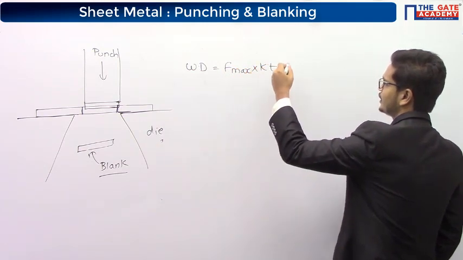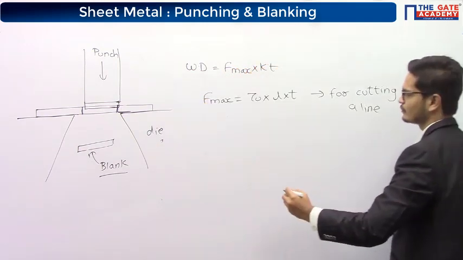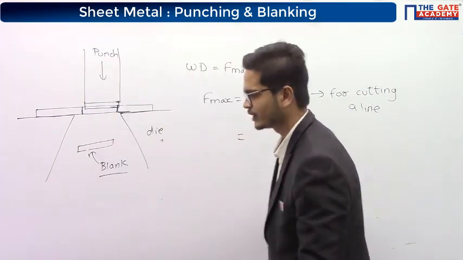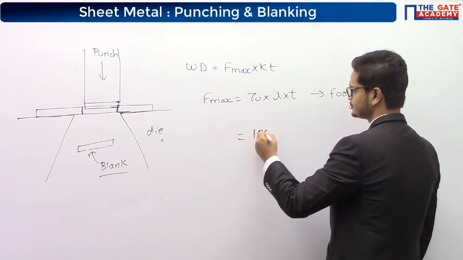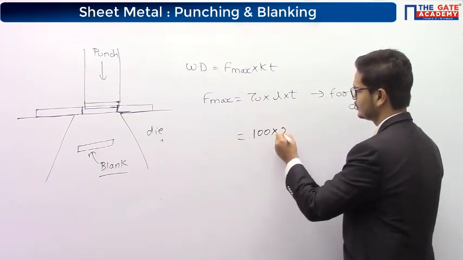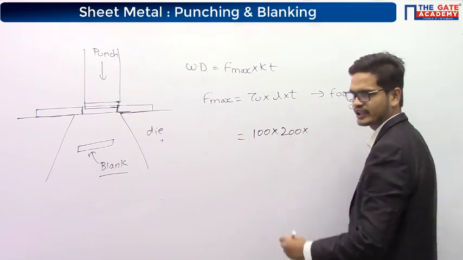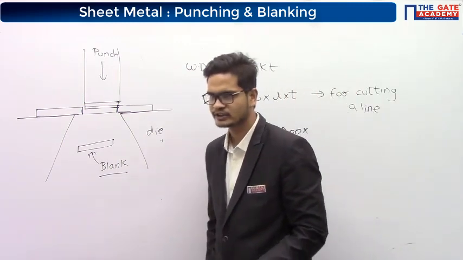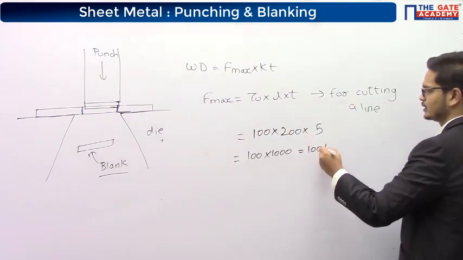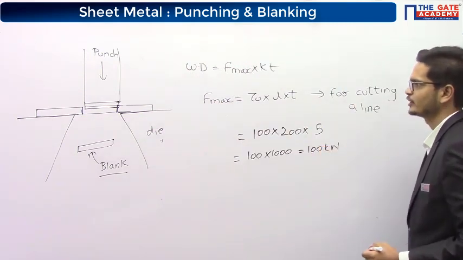Fx into kT. Tau u is mentioned as 100. Length of the line is 200. And the thickness of the plate is 5 mm. 100 kilonewton.